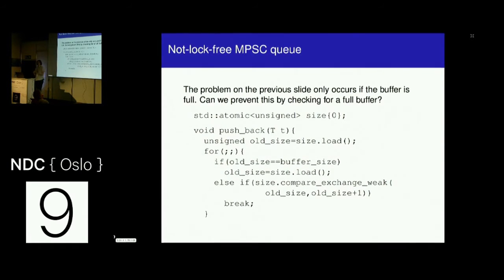So you might think, well, that only happens if we were trying to push buffer size plus 1 elements because the buffer was already full. Can we prevent this by checking the size for a full buffer? Can we add an atomic size? We load the size. If the size is the buffer size, then we keep looping. We put some sort of busy wait in there. Otherwise, we're going to increment because we're going to push. We're adding a new value.